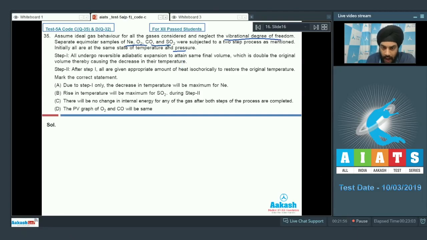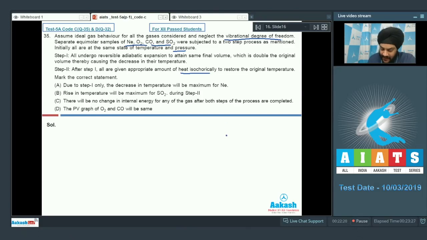Step 1. All undergo reversible adiabatic expansion to attain the same final volume, which is double the original volume, thereby causing a decrease in their temperature. In step 2, after step 1, all are given an appropriate amount of heat isochorically to restore the original temperature. So we have to mark the correct statement among the given statements.